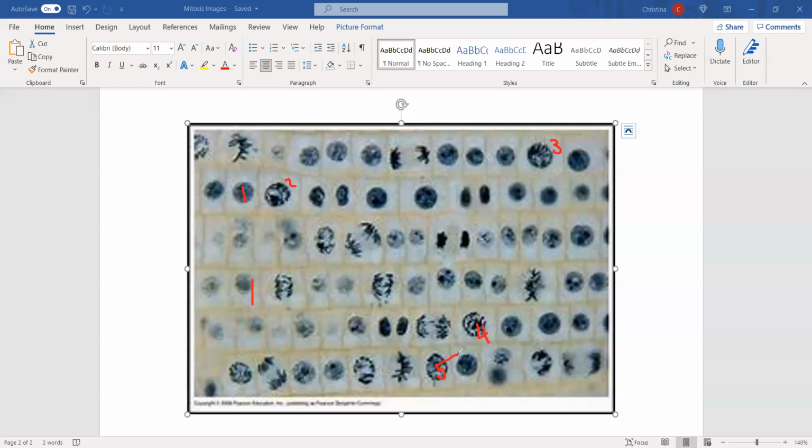Now let's go on. What would number 6 be? Number 6 would be metaphase, because remember, they're meeting in the middle. What is number 7 here? Number 7 is anaphase. What's number 8? Number 8 is anaphase.